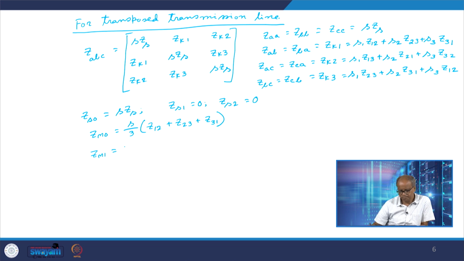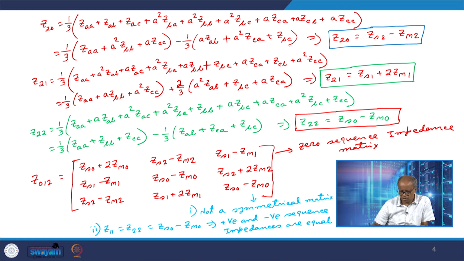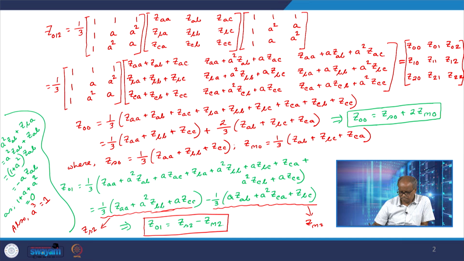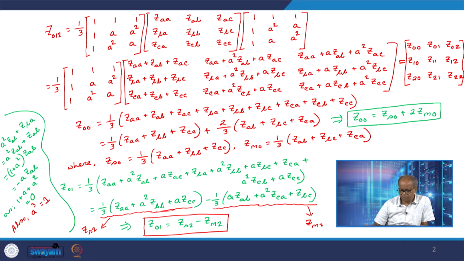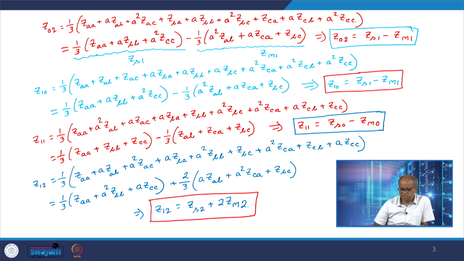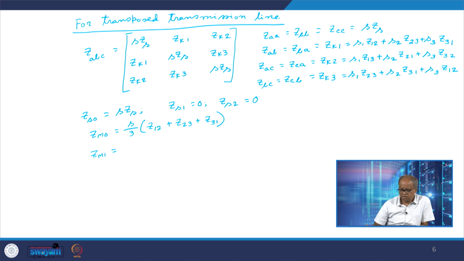ZM1 and ZM2 are something different. ZM1 is A square ZAB plus AZCA. If I apply this formula, I will get the expression of ZM1. So ZM1 is ZBC plus AZCA plus A square ZAB. ZBC is nothing but ZK3, so it is 1 by 3 into S1 Z23 plus S2 Z31 plus S3 Z12.